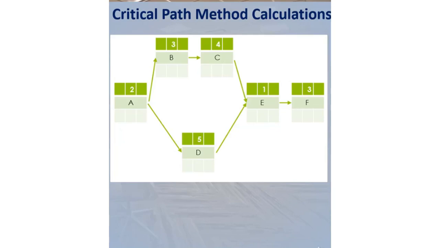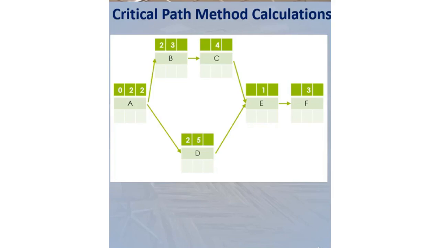Let's say we have a project with 6 tasks like this. Let's find the critical path here. As we did previously, we will write 0 to the ES value of the first task. The ES value of A will be 0. Then, we calculate the EF value by adding the duration of A. 0 plus 2 will be equal to 2. So, EF value of A is calculated to be 2.